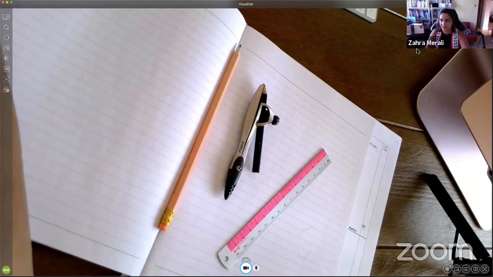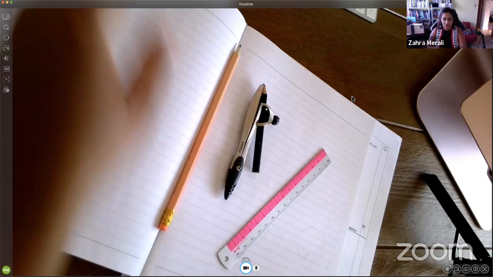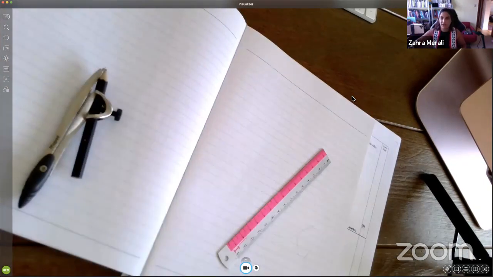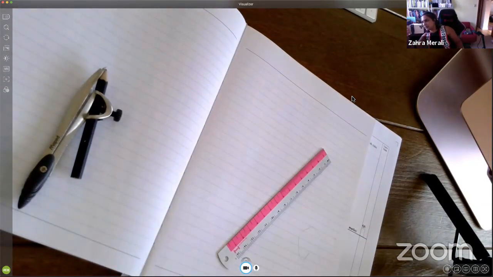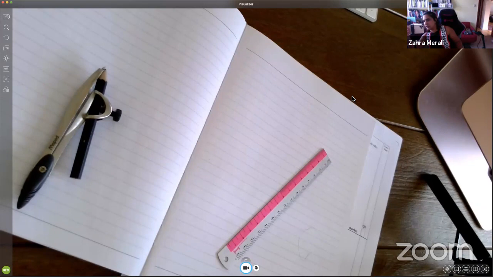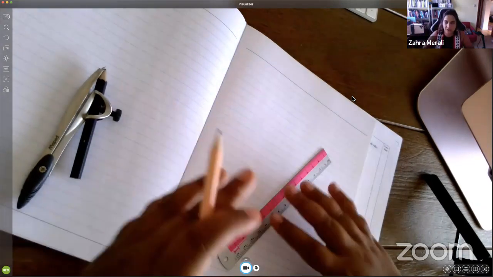Right, let me make myself bigger so you can see me. So we're first going to start off with, there's four main constructions. So we're going to first do what we're going to call a perpendicular bisector. I'm just going to start this time. Right, so what we're going to call a perpendicular bisector.